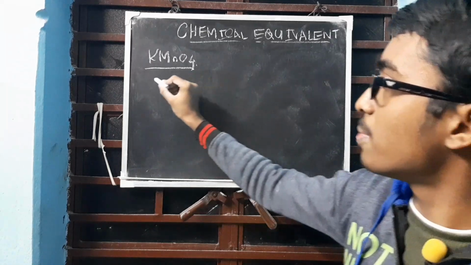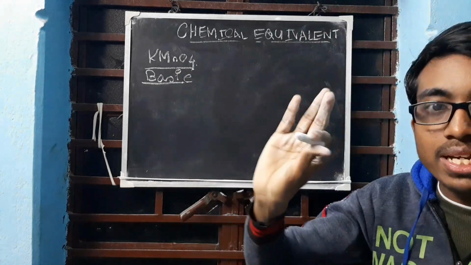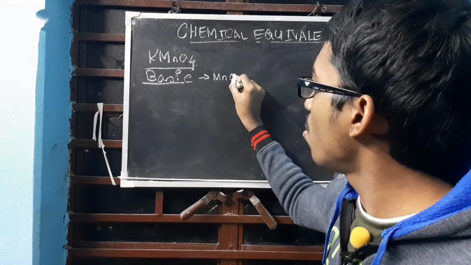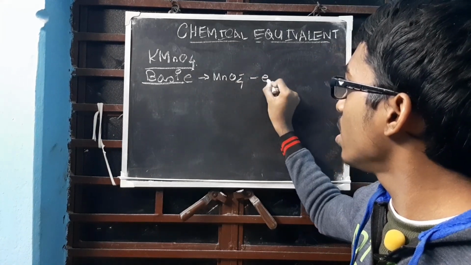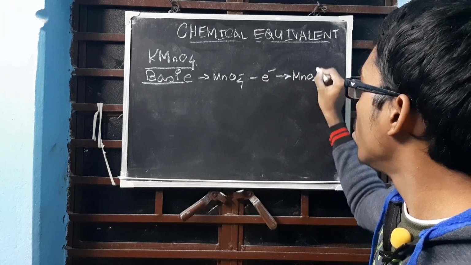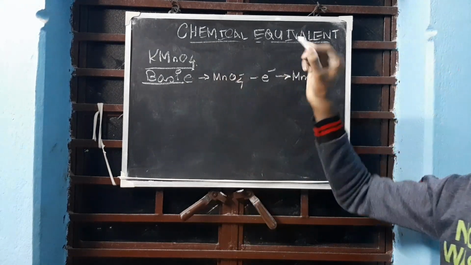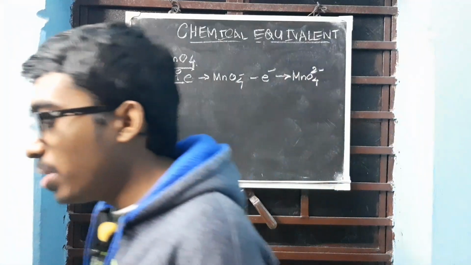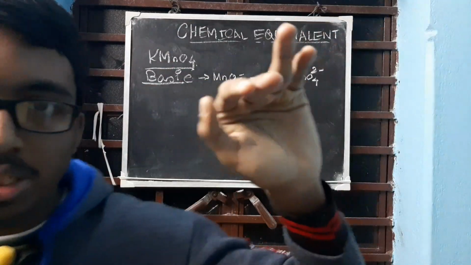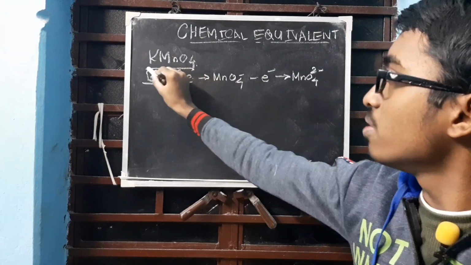First let's discuss step by step. Basic medium. If the medium you have taken is a basic medium, then MnO4 minus will gain 1 electron and turn into MnO4 2 minus. Clear? From here, how will you determine the equivalent weight? Equivalent weight determination is again formula mass. The molecular mass will remain the same; changes will happen in the denominator.